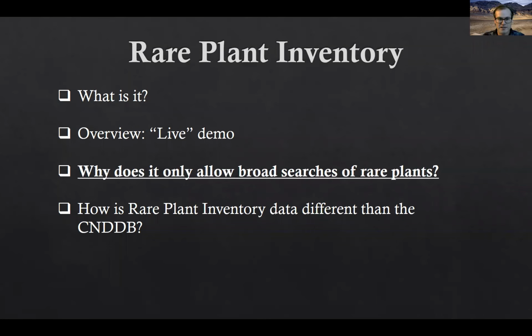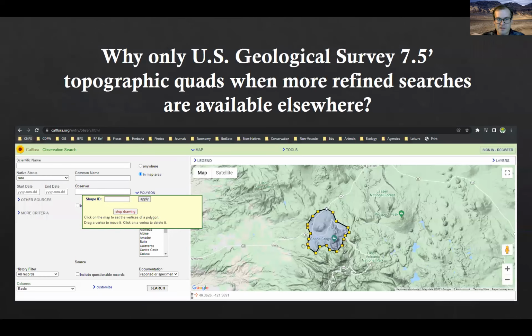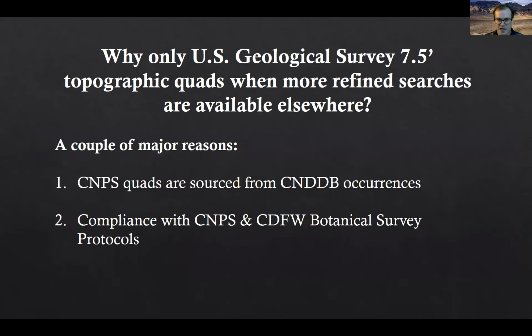So next in my presentation, I'm going to describe why we only include broad searches of rare plants. And there's a couple of good reasons for this. So here, you can obviously do more refined searches in other online tools such as CalFlora. Here's where you can actually search by using a polygon. But we don't allow this for a couple of major reasons.